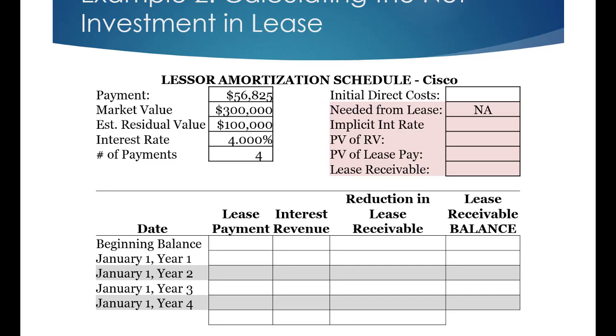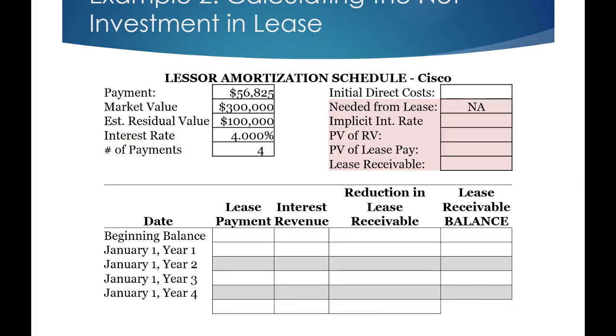Let's jump right into our amortization schedule. And you can see here that I've put in some of the numbers for us. There's our payment amount, the market value, the estimated residual that Cisco believes it's going to get after the lease, the interest rate that Cisco is charging, that's that 4%, and the number of payments that Hanford will make. Now I need to fill in the right side of this amortization schedule. And the first thing I'm going to do is put in those initial direct costs. And we already know those. They're $4,000.